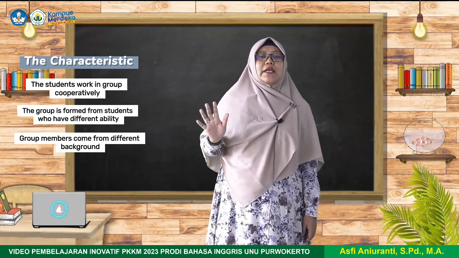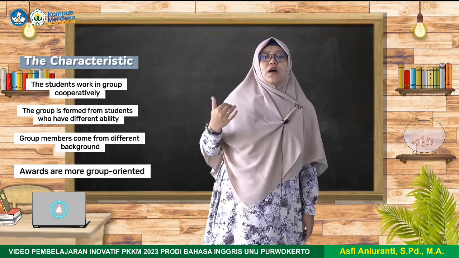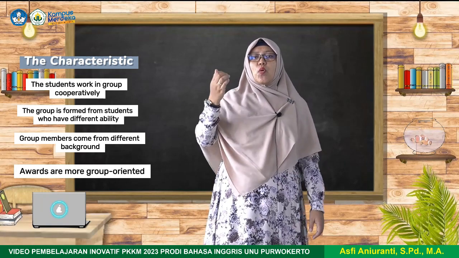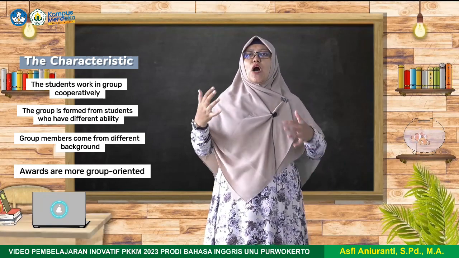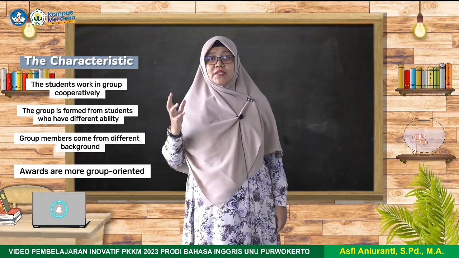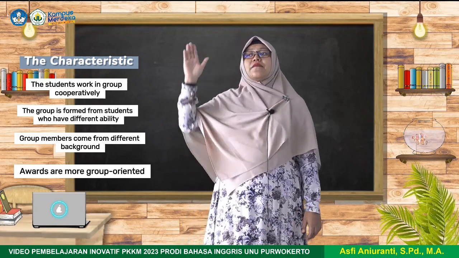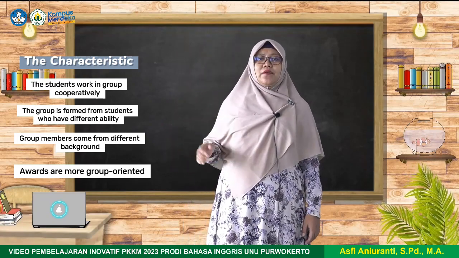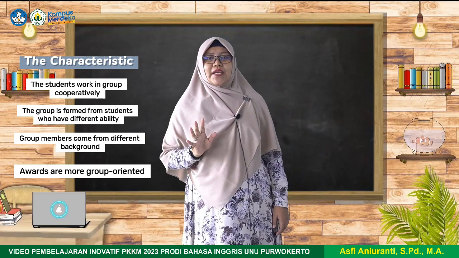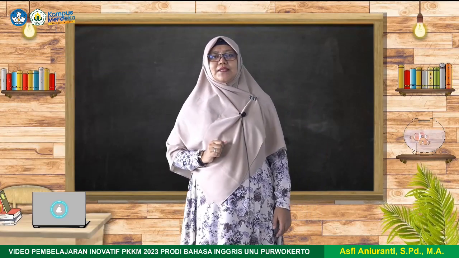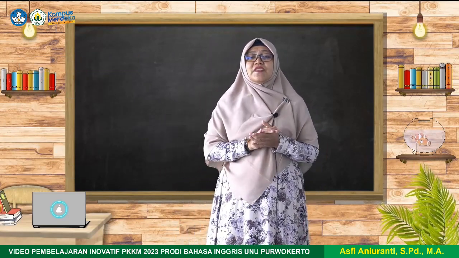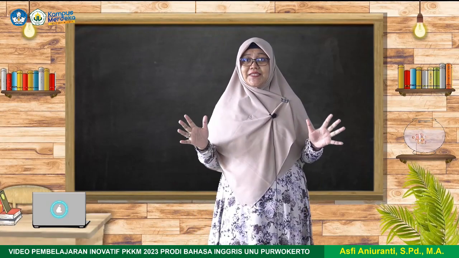And then the last characteristic, awards are more group oriented, because they are working in the name of a certain group. These are the 4 characteristics of Two Stay Two Stray. Let's take a look at the next discussion. And I think this is very important for all of us as English teachers, right?